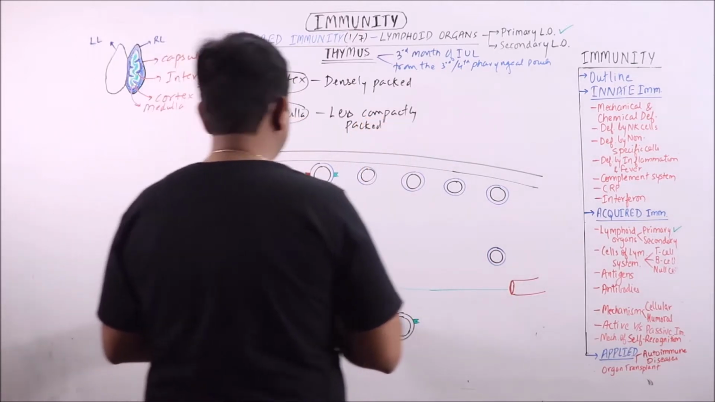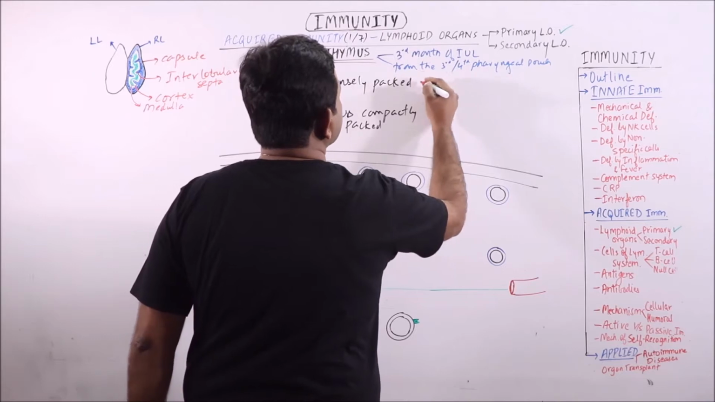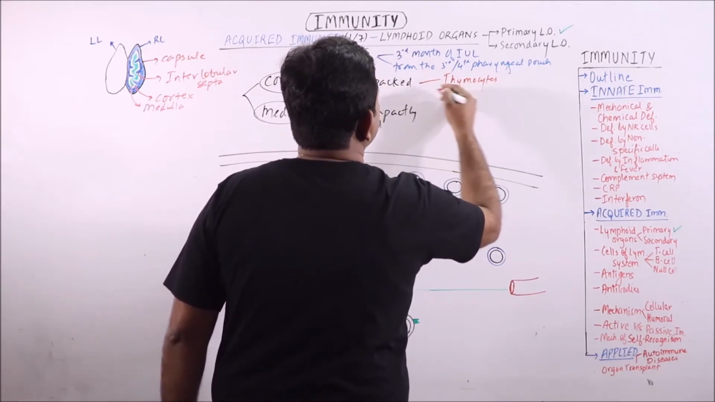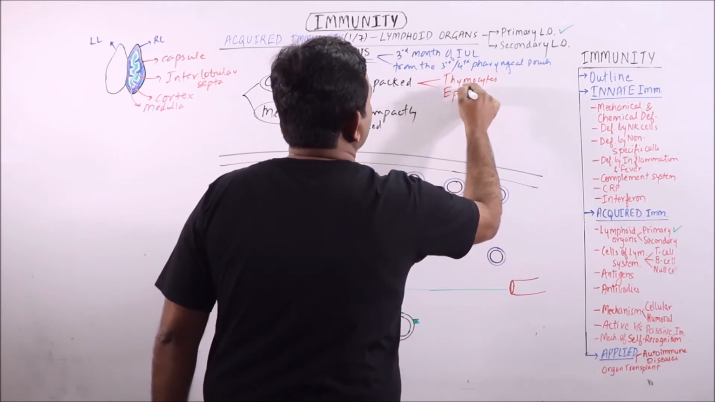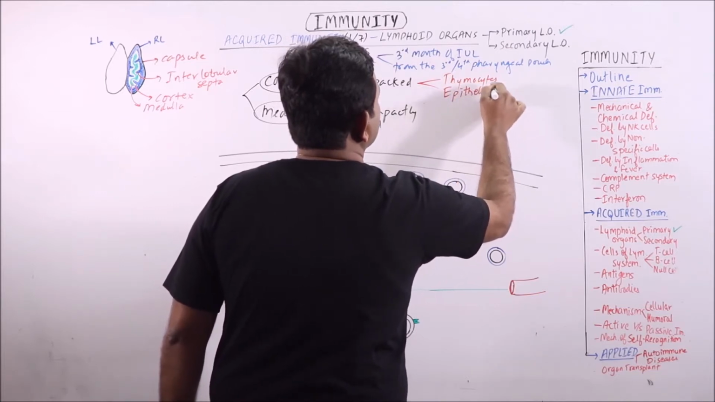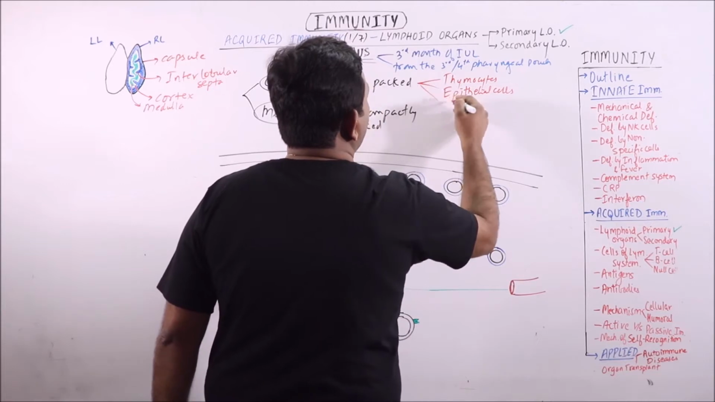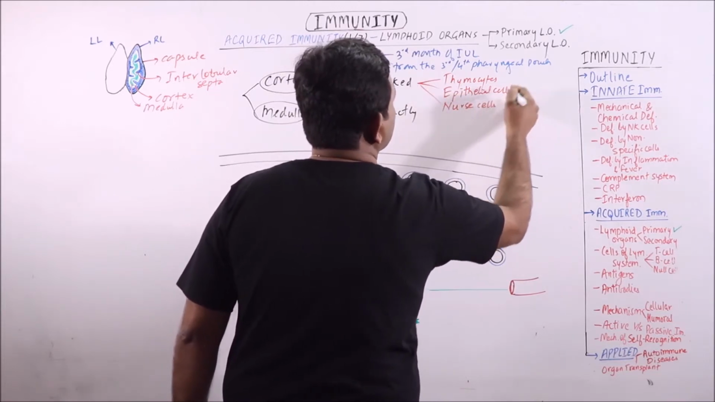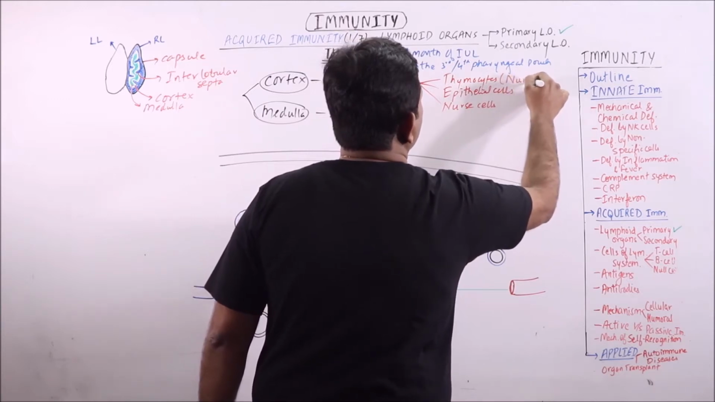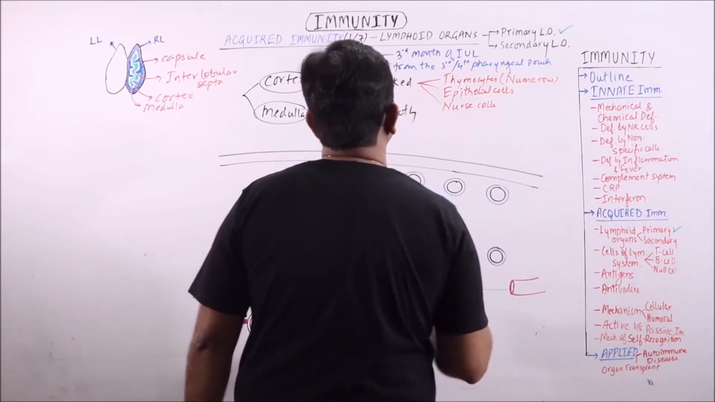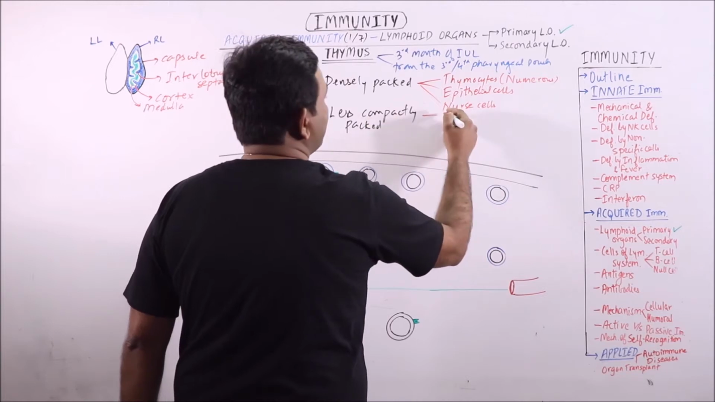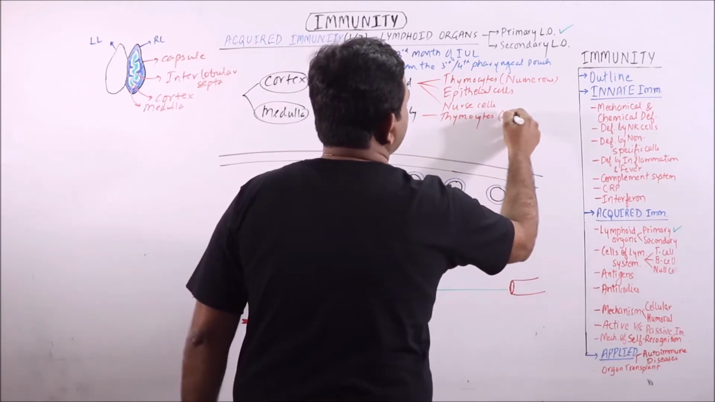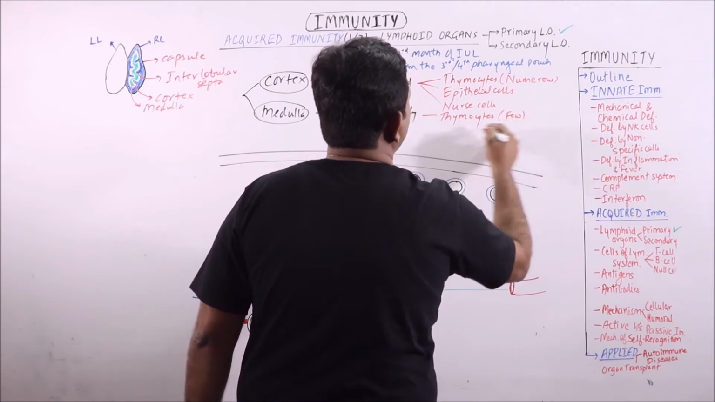The cells present in cortex are thymocytes, epithelial cells, and the nerve cells. These thymocytes are numerous. Here in medulla, again, thymocytes are there, but these are few in number.